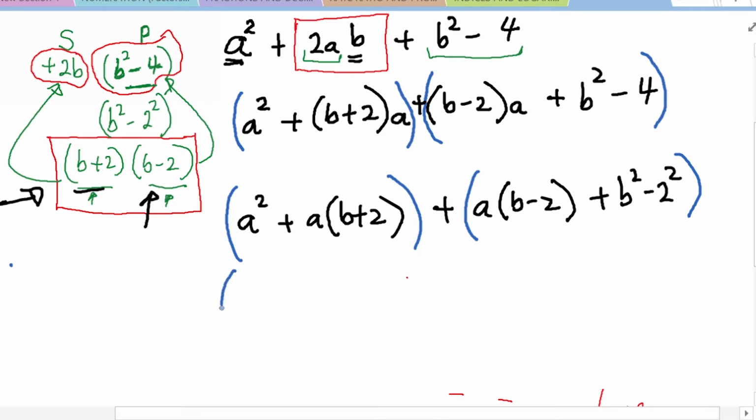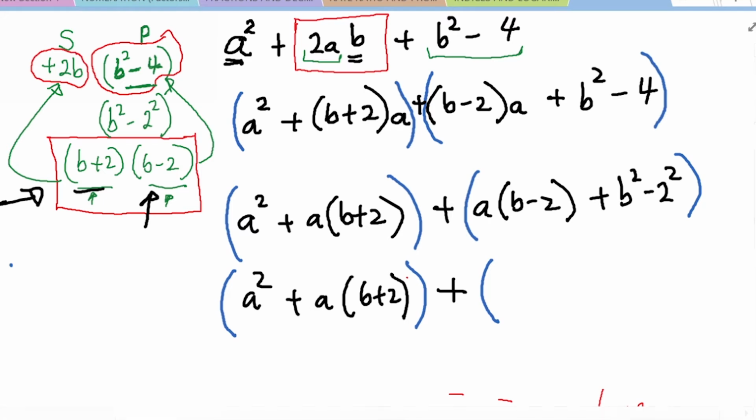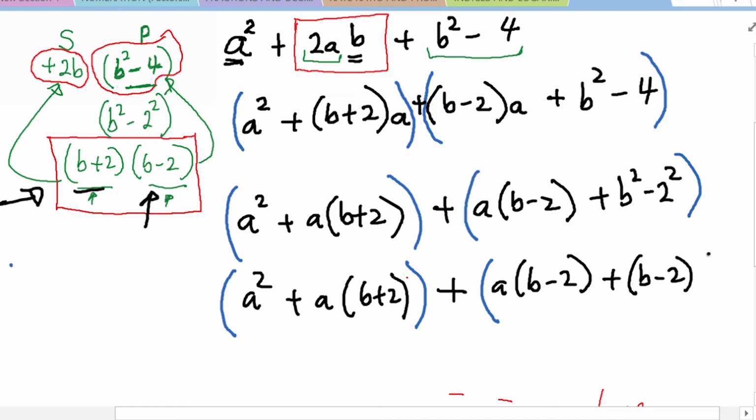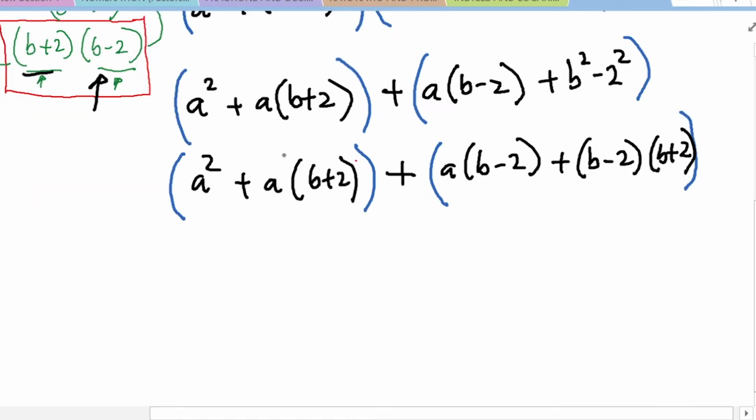So that means that in the next step we have, let's first maintain the things in the first bracket, a squared plus a into b plus 2. Okay, putting that like that. Then it's going to become plus a into b minus 2 plus. Now, b squared minus 2 squared, this is difference of two squares, which is the same as b minus 2 into b plus 2. And we put that bracket right there. So after simplifying it like that, then we can factorize.